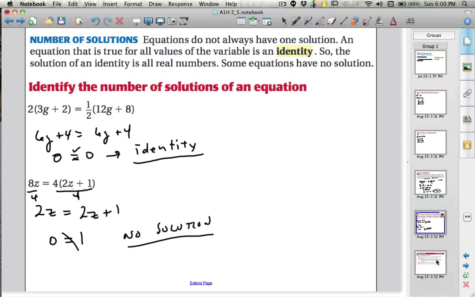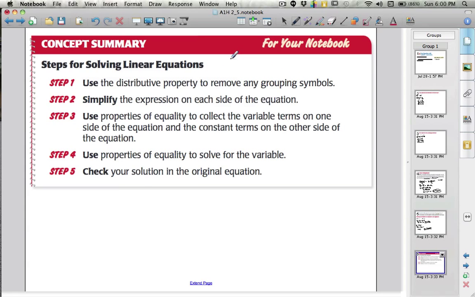Okay, so just to summarize where we're at so far with the chapter, solving linear equations in general. We want to use the distributive property to remove any grouping symbols, and remember an option is always that rather than distributing multiplication, I divide to get rid of that coefficient. I want to simplify the expression on either side of the equation. I want to use properties of equality to collect the variable terms on one side of the equation and the constant terms on the other side of the equation. And then I want to use properties of equality to solve for the variable. And then I should check my solution in the original equation. And that's it for section 2.5.